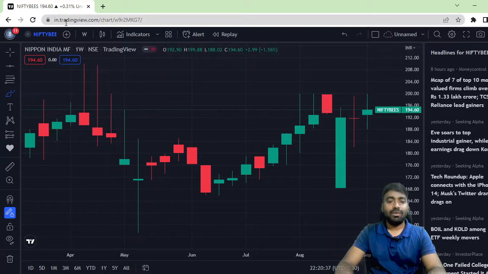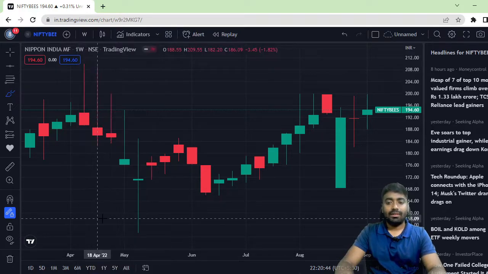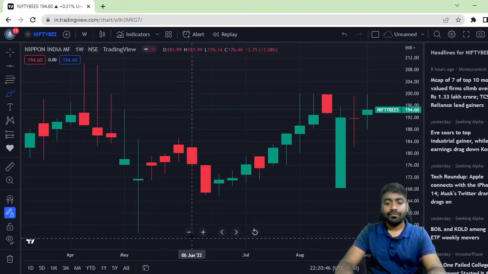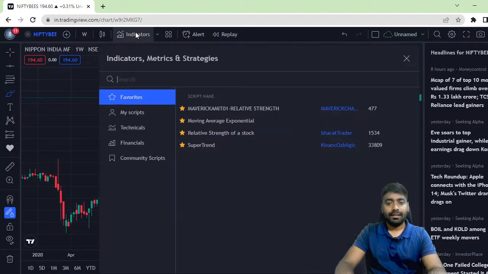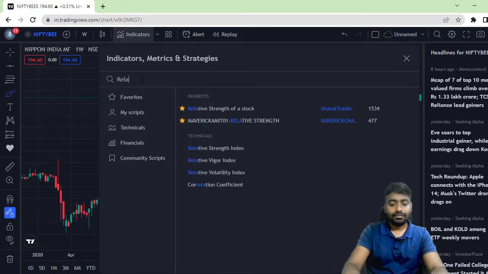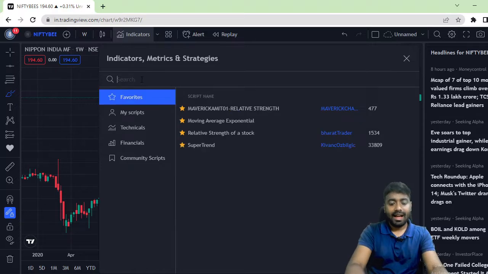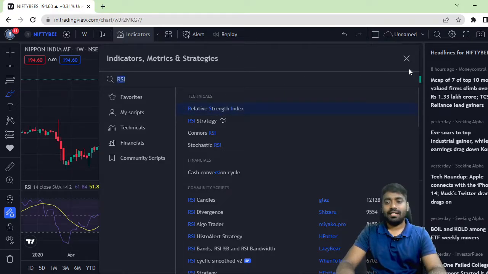First, we selected the Nifty Bees index fund. Then we selected the 1 week chart, which is what you are seeing. After that, we have to come to the indicator screen. There I have to select relative strength, or I can directly select RSI. You can see there is a relative strength index, so that is what we will select. Just select the relative strength index.